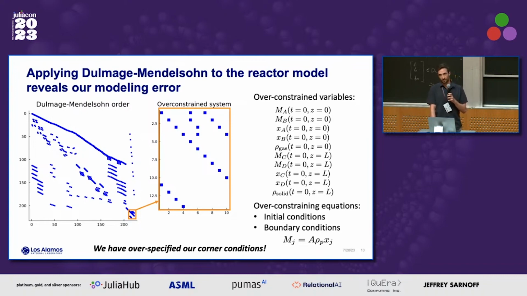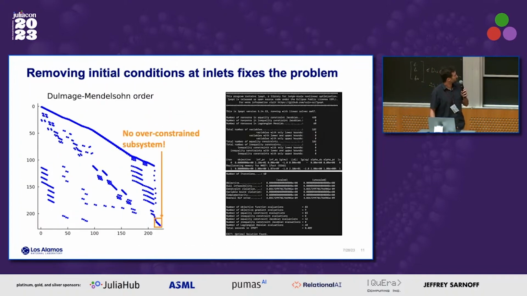I'm not going to go through this in excruciating detail, but what we've done here is overspecified our corner conditions in this PDE. So we have initial conditions, we have boundary conditions, and if we happen to apply both of them at the corners, we overconstrain our system and get an error that we can diagnose pretty easily once we have this information. So the solution is just to relax either the initial or boundary conditions at these corners, and then we can reapply the algorithm. We see that we no longer have an overconstrained subsystem. We can send the problem back to IPOpt and actually get a solution this time.